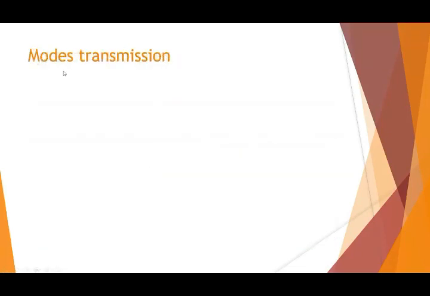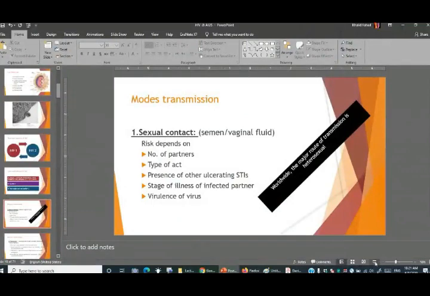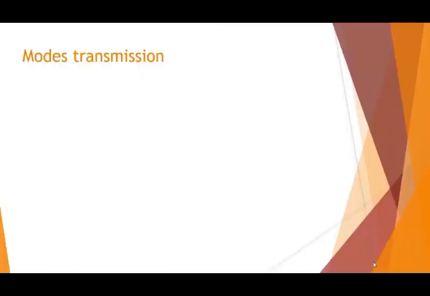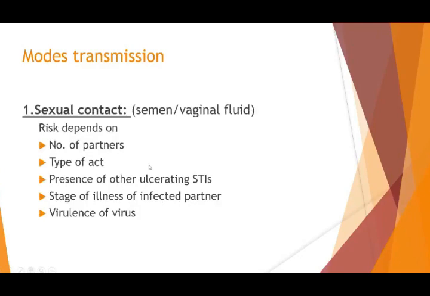So, any idea about how that virus is transmitted? Do you know any modes of transmission? So the modes of transmission, first of all, is sexual contact, which is by far the most common mode of transmission worldwide. The risk of sexual transmission depends on the number of partners. The higher the number of partners, the higher the risk of acquiring the infection, the type of act, whether it is receptive or insertive, and the presence of other ulcerating sexually transmitted infections.